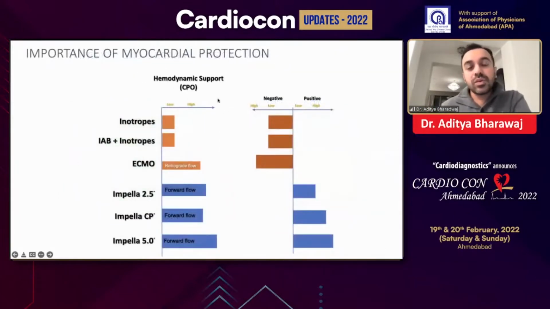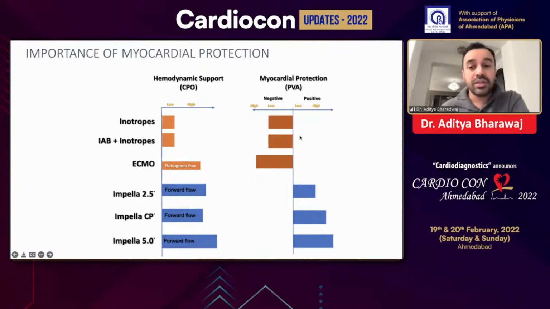So I think this is also a really important slide. We're all aware of the hemodynamic support that different types of interventions provide, whether it's inotropes, balloon pump, ECMO, or the Impella family of devices. They all increase the cardiac power output by different amounts, which we just talked about. Now, what about myocardial protection, or PVA?